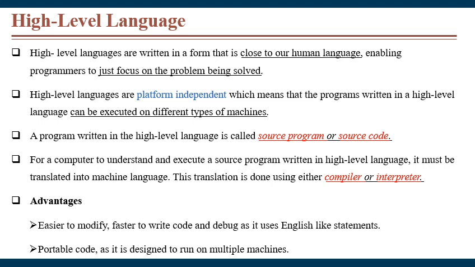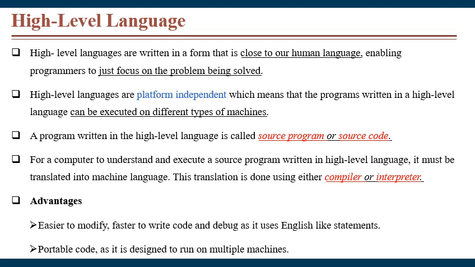High-level language هي لغة قريبة من اللغة العادية اللي بنتكلم بيها، وده بيدي فرصة للبروجرامر إنه يركز على المشكلة اللي عايز يحلها بدل ما يستهلك جهده في عملية كتابة الكود. High-level languages are platform independent, which means that the programs written in a high-level language can be executed on different types of machines.